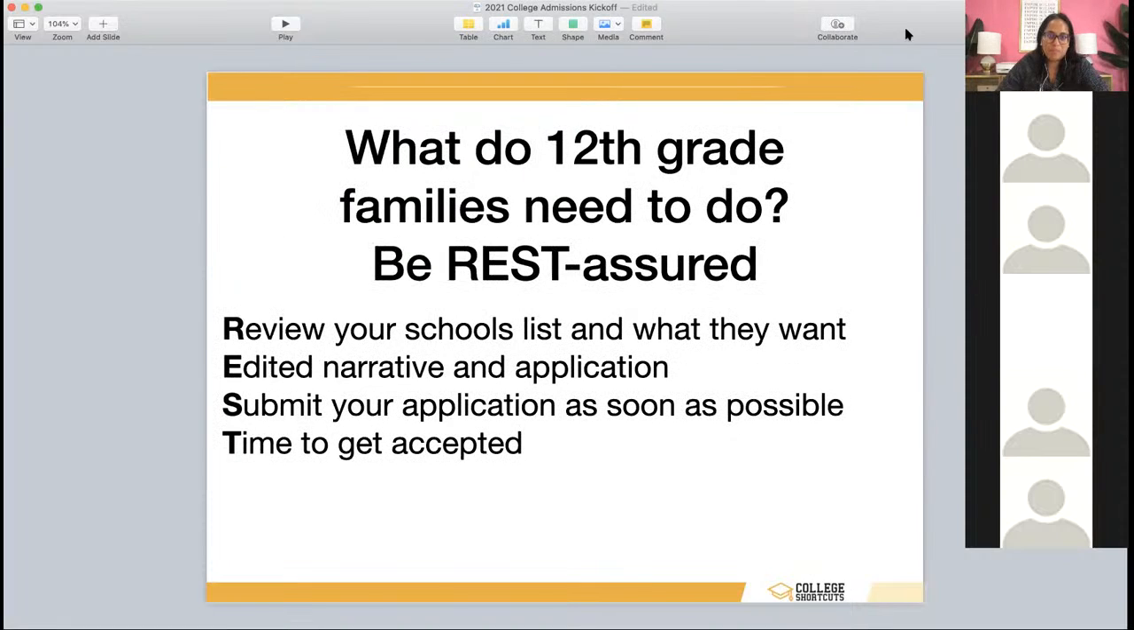So what do 12th grade families really need to do? They need to be rest assured. I hope you love my acronyms because I know it's such a nerd alert, but I love my acronyms. So R, review your school list and what they want in terms of the schools. E, edited narrative and application. Make sure you get people to check that application. S, submit your application as soon as possible. Do not wait for an extra letter of recommendation. Do not wait for a score to come in. You can submit those later. Make sure that you submit as soon as possible. And T, it's time to get accepted.